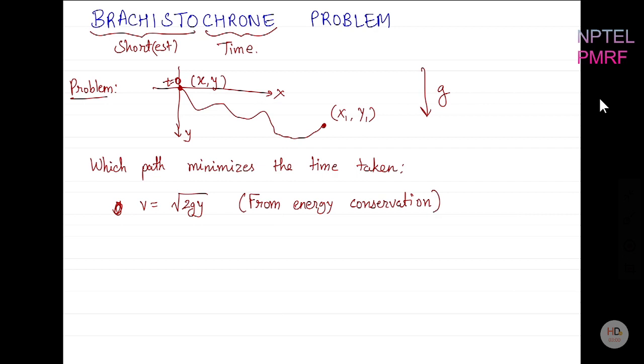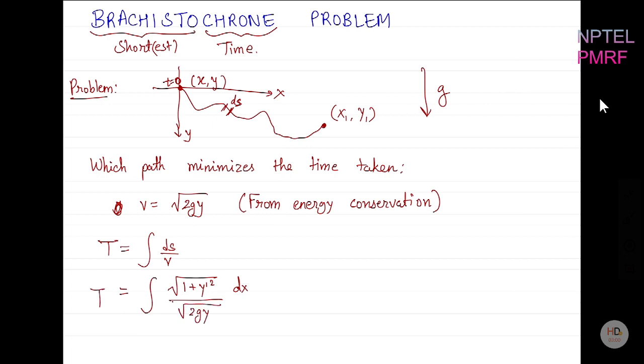So the time taken: if you consider a small section of this path, its length is some ds, so time taken is ds over speed v, and the total time is the sum of all these bits. In the limit of small ds, it becomes an integral. We had calculated the formula for ds. The expression is square root of 1 plus y prime square, times dx, and v is the square root of 2gy.